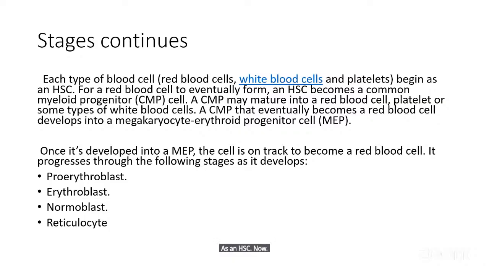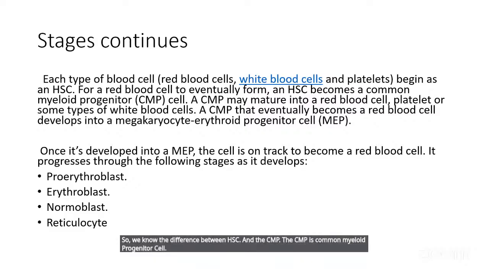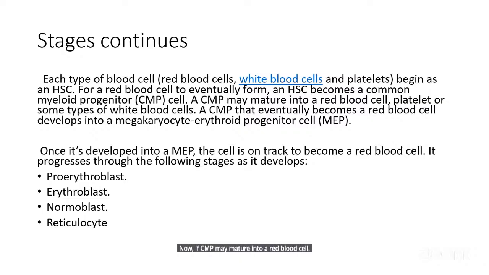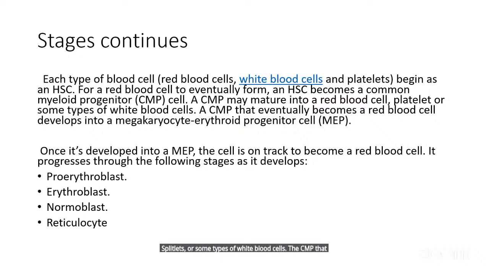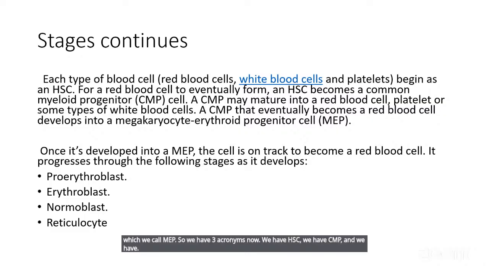For a red blood cell to eventually form, an HSC becomes a common myeloid progenitor, which we call the CMP. So, you know the difference between HSC and the CMP. The CMP is the common myeloid progenitor cell. A CMP may mature into a red blood cell, platelets, or some types of white blood cells. A CMP that eventually becomes a red blood cell develops into a megakaryocyte erythroid progenitor cell, which we call MEP. So we have 3 acronyms now: HSC, CMP, and MEP.